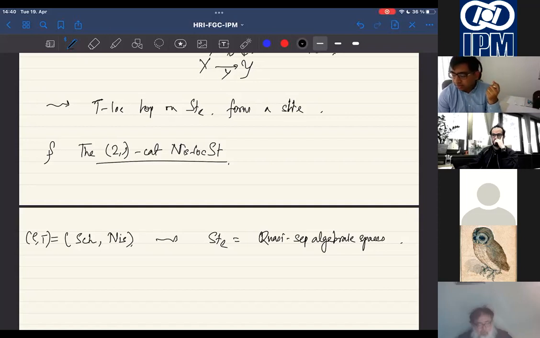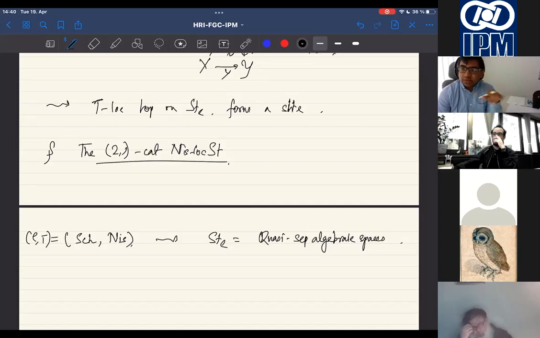Suppose you have a scheme X and a group scheme G, an affine algebraic group, acting on it. If the group action is properly discontinuous and free, then this quotient exists as a scheme. But what happens if it is not properly discontinuous, but it is still free? Then you can consider this quotient, but it doesn't exist in the category of schemes, it exists in the category of algebraic spaces.